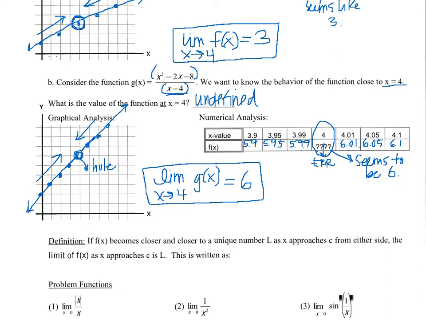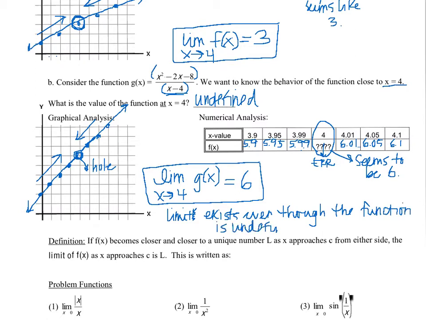And so what we want to say basically is, and the biggest part of this, the limit exists even though the function is undefined. So a limit can exist even if a function value doesn't exist at that point.